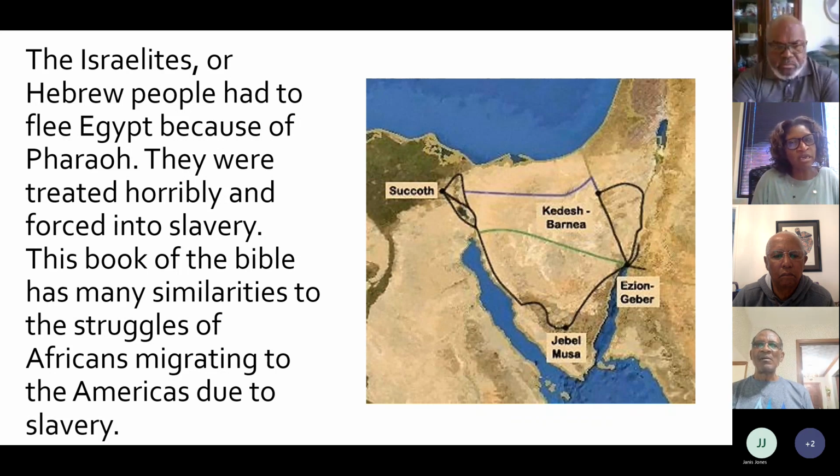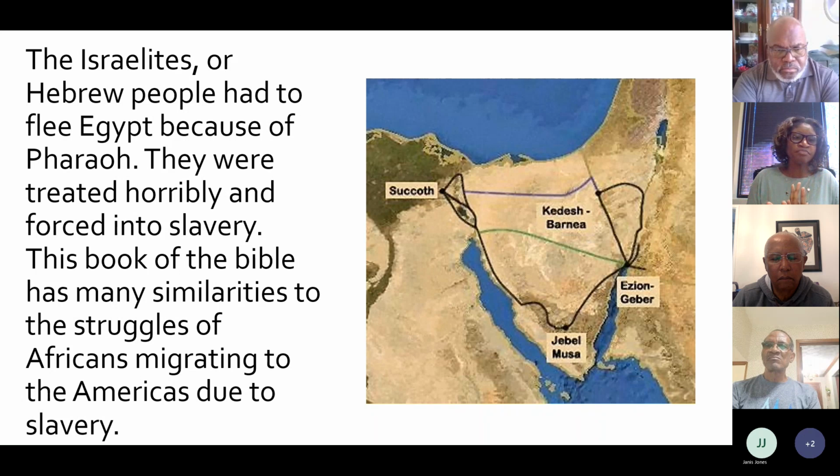And I just want to pause right here. The book of Exodus, the Israelite people and Moses have a lot of similarities to the African-American experience. This book of the Bible, especially during slavery, gave African-Americans, or enslaved Americans, some type of hope, gave them something to hold on to, because they heard the story of how these Israelites were forced into slavery, hurt and abused just like they were. So there were similarities to the struggles that our enslaved ancestors suffered.